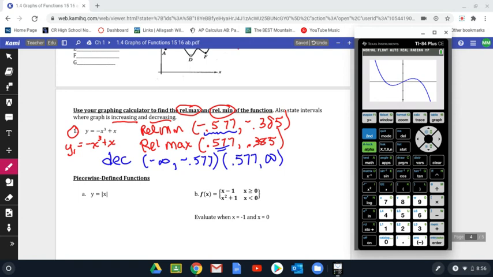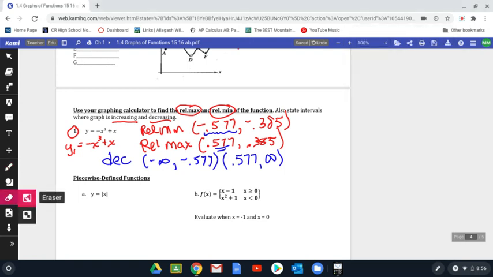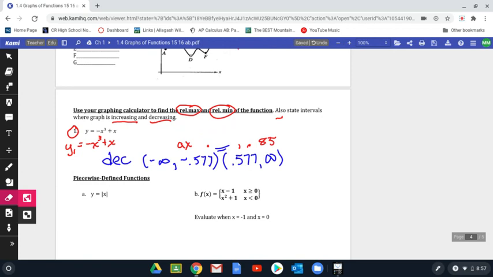Okay? I'm going to erase a little bit so I can kind of fit this in up here. Get rid of these. This eraser's not great. I spend more time erasing than doing the problem.